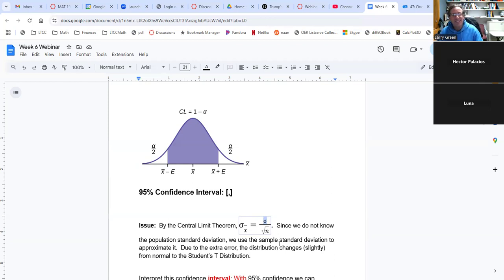And we're going to use the student's t distribution because of that extra error in using the sample standard deviation, because you don't know the population standard deviation. Any questions on that idea?